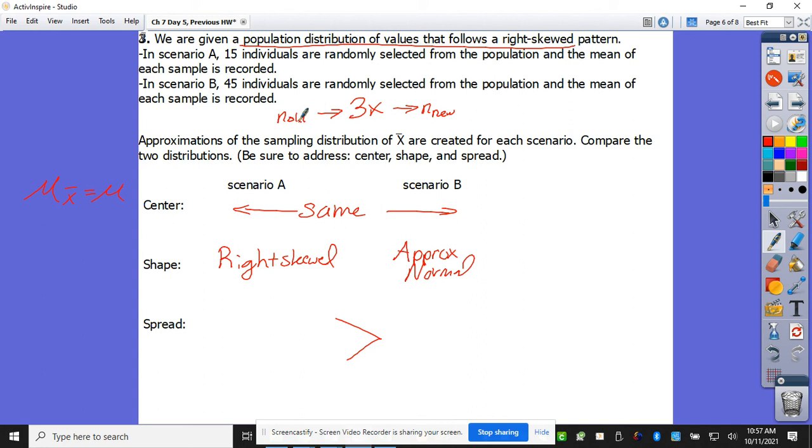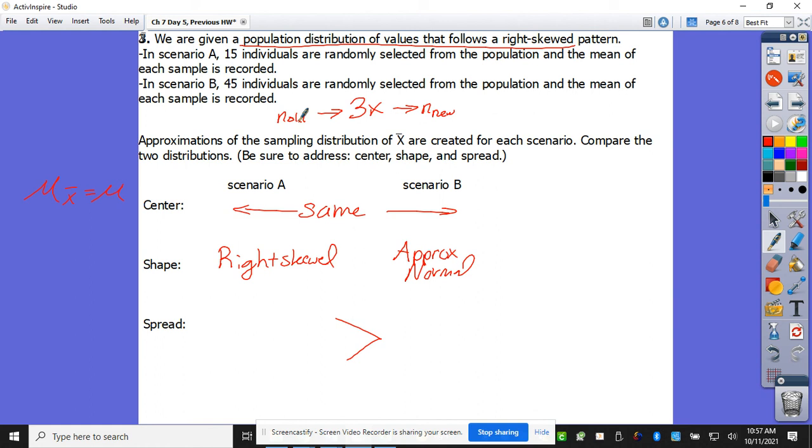Why is B smaller if it has more? So your spread gets smaller. Like as you have more, your spread gets smaller. It's more consistently towards the middle. It's easier to get an individual with a value far from the mean, where it's harder to get a group whose average is that far from the mean because your spread is smaller.